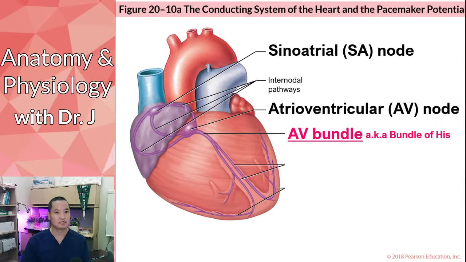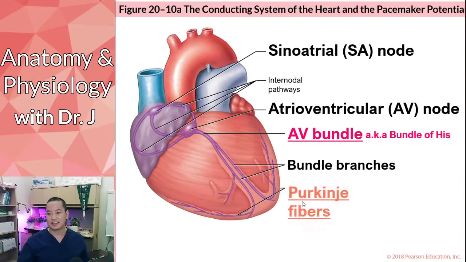You should know both terms because a lot of older medical textbooks use bundle of His, and it's actually a pretty common term, so you should know both, that AV bundle equals bundle of His. Then it goes to the bundle branches over here, and notice it's going toward the left and right ventricle. And then you have its common name, Purkinje fibers.